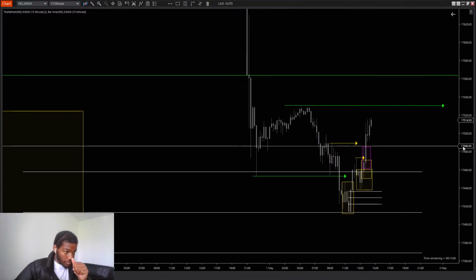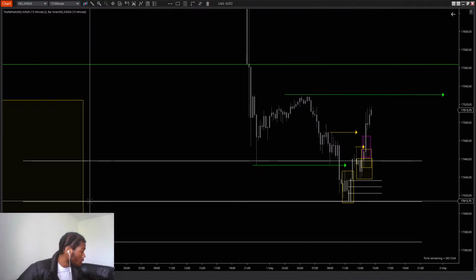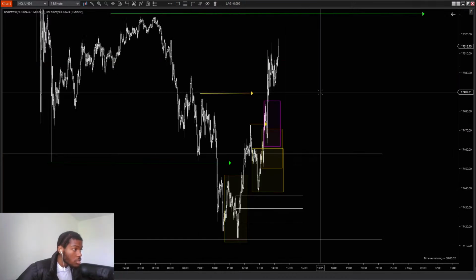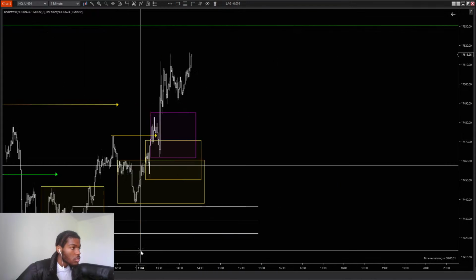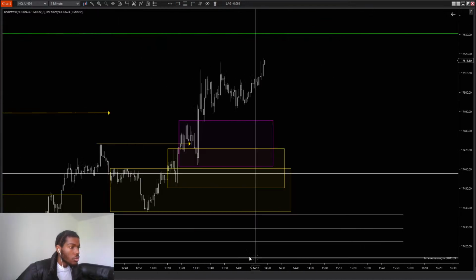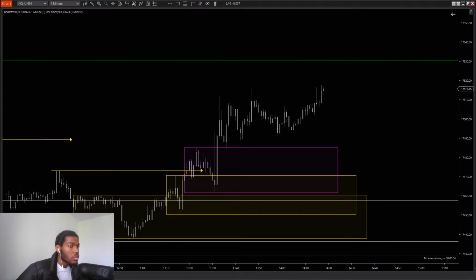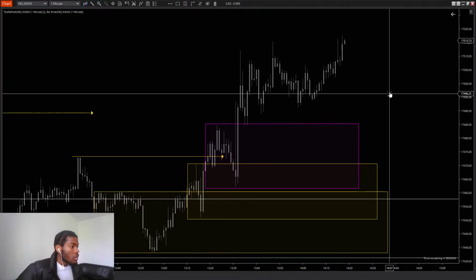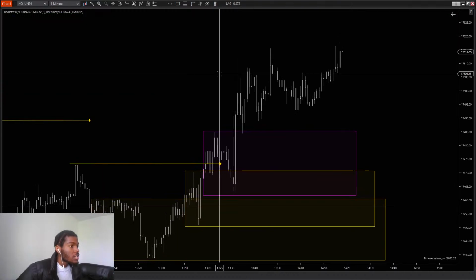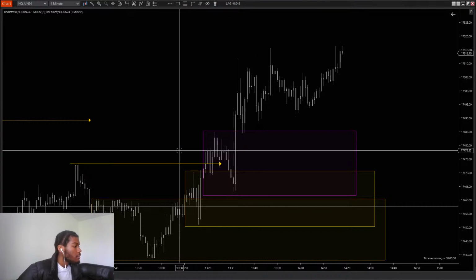Pardon me. Alright, let's go on a 1 minute now. Let's see what price is doing on the 1 minute. So we just go down to candlestick structure. And you'll just see price is just steadily rising.